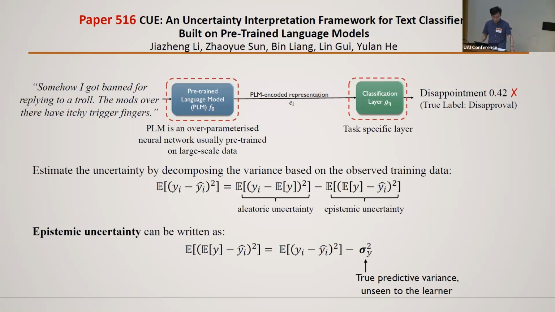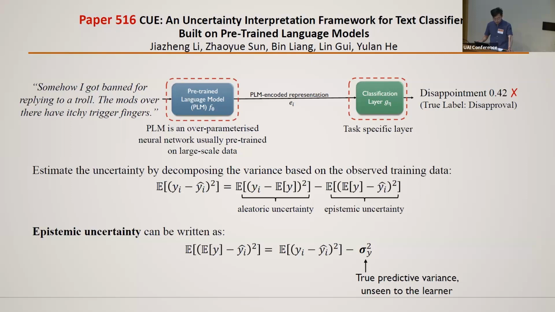So in the current paradigm of NLP research, the base model is an over-parameterized network usually pre-trained on large-scale data with different training objectives, such as predicting the missing token, which are different from the downstream tasks. To this end, the epistemic uncertainty is from the model, and the aleatoric uncertainty is from the data distribution. So in our work, we aim to estimate and interpret the source of the uncertainty in PLM-based classifiers.